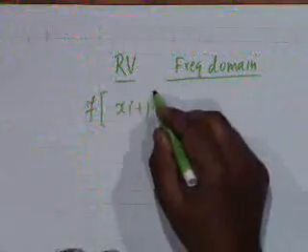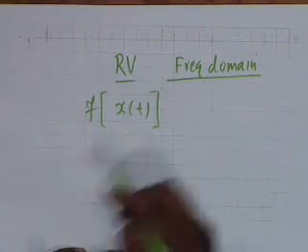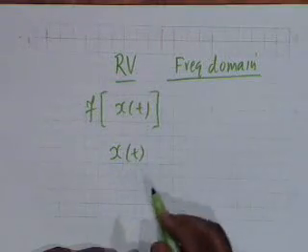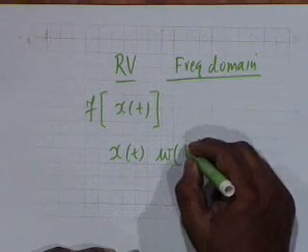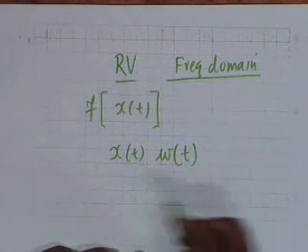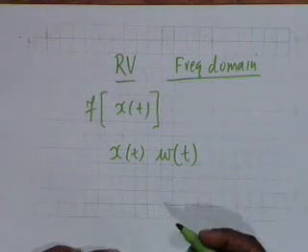if x of t is a random process, because the Fourier transformability condition, that is absolute integrability or finite energy, is not obeyed by a random time function. It extends from minus infinity to plus infinity, and therefore, to be able to utilize Fourier transform, what we do is we take a truncated version of the random variable. That is, we multiply x of t by a window function w of t, where the window function is such that it has a finite duration.